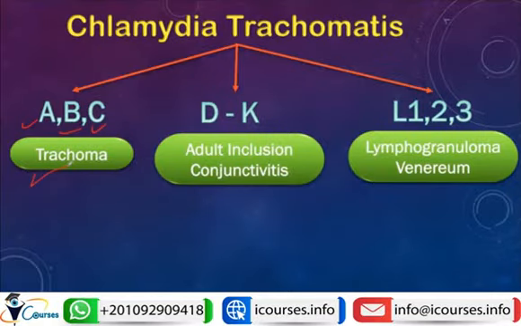So this is the causative agent for trachoma, which is an endemic disease in some areas in the world, and present more in developing countries, causing cicatrization of the conjunctival and corneal surface. The Chlamydia trachomatis serotypes D to K cause adult inclusion conjunctivitis, which is a sexually transmitted disease characterized by the presence of follicular conjunctivitis. And finally, the serotypes L1, L2, and L3 cause a venereal disease called lymphogranuloma venereum, characterized by the presence of lymphadenopathy and granuloma.